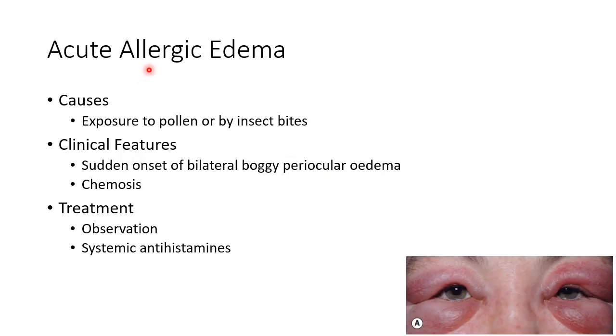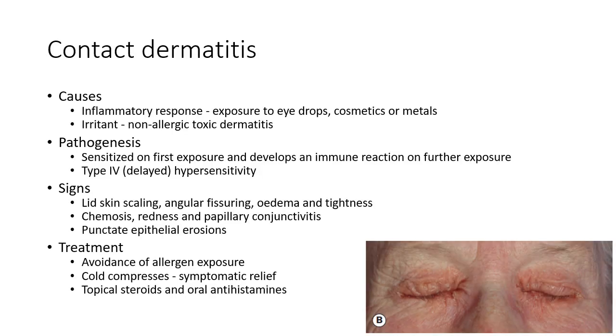First let us discuss about acute allergic edema of eyelids. The causes of acute allergic edema of eyelids include exposure to pollen or by insect bites. The clinical features include sudden onset of bilateral boggy periocular edema as you can see in this picture. There can also be associated chemosis. The treatment of acute allergic edema is by observation. Systemic antihistamines can be given in severe cases.